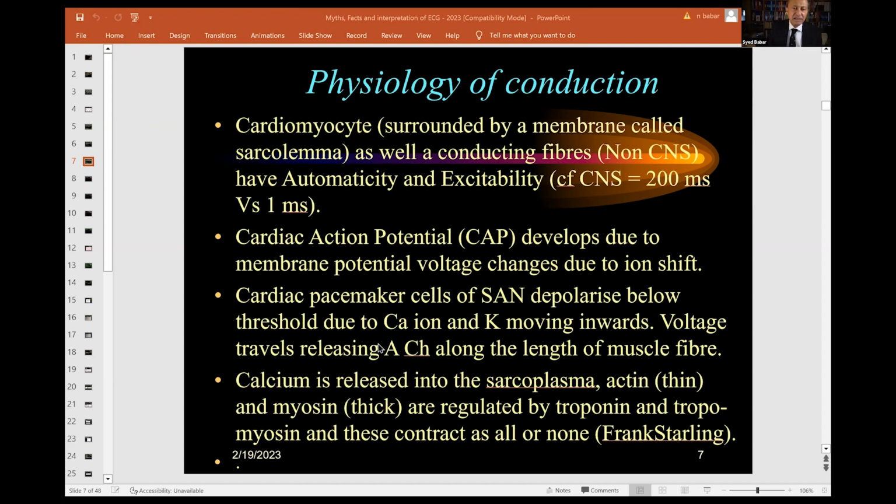The gap regions between the cardiomyocytes release acetylcholine along the length of the muscle fiber. Calcium is released into the sarcoplasm, which contains actin, which is thin, and myosin, which is thick. And these are regulated in terms of their actions by troponin and tropomyosin.